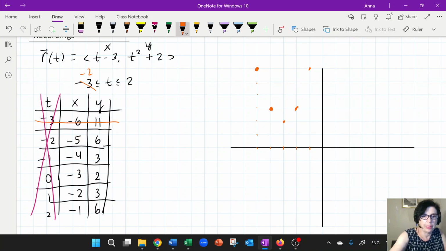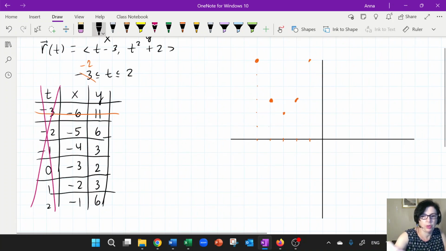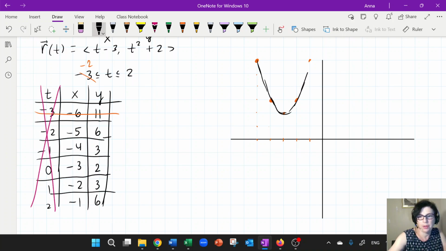Now, that gives me this range of values, and you should not continue the parabola, because if t is restricted between -2 and 2, then you end right there, you don't continue. But if t is not restricted, then it would be the whole parabola. You should also indicate the direction of motion. So if I am starting at -5, 6 and go towards -1, 6, the direction of motion is going to be like this. Okay, so I graphed it.